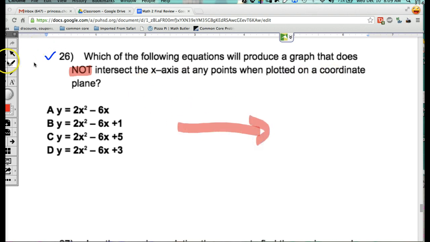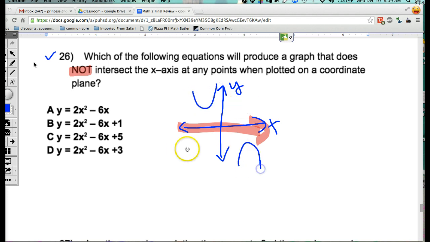This is the x-axis, okay? And this is the y-axis. What the question is saying is, can you find a graph that looks like that? Or maybe like this, or maybe like that, okay? Basically, it cannot pass through this red line. Okay, so it does not intersect the x-axis, okay? Well, how do you figure that out, Miss Choi?